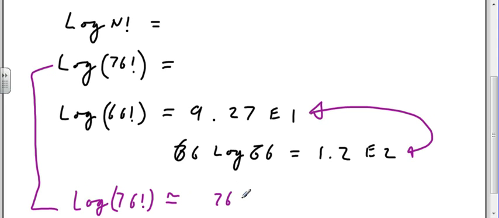About 76 times the log of 76. All right, so 76 times log 76. And I get 1.4 exponent 2, and say, well, that's close enough.